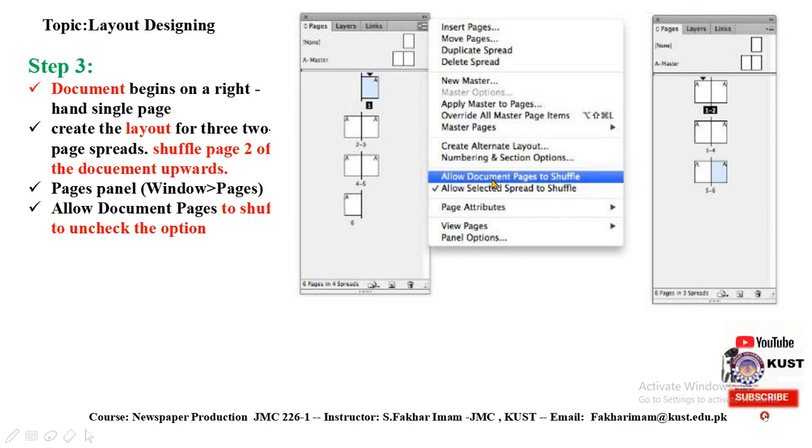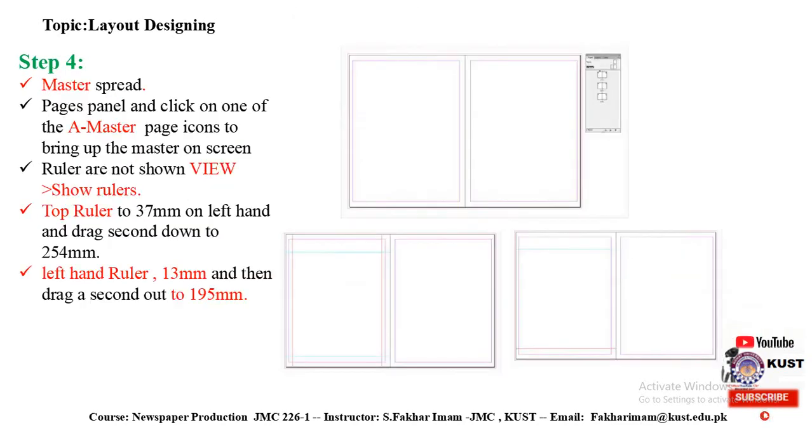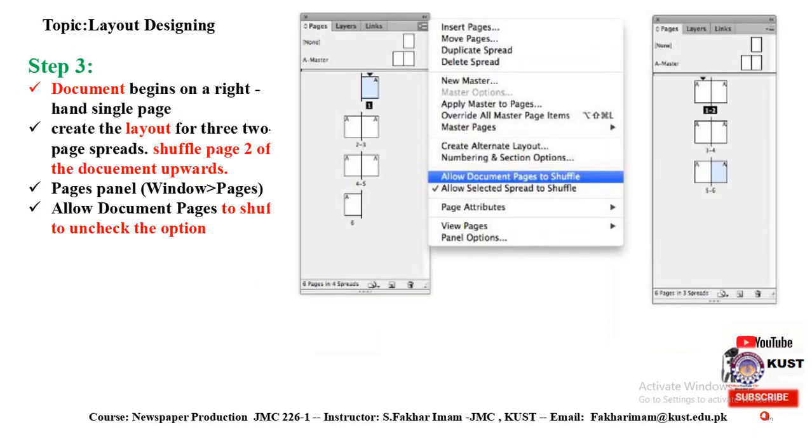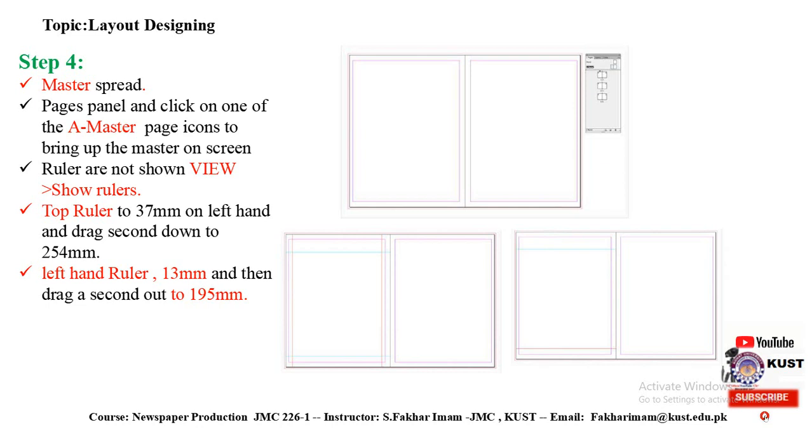So open page panel, click on window and then click on page. Then open panels drop down menu accessible from top right corner of the panel. Click once on allow document page to shuffle to uncheck the option. So back in the page panel, you can now grab individual pages and move them around more freely. Grab the page 2 page icon and connect it to the right hand side of page 1. Repeat the process with other pages.